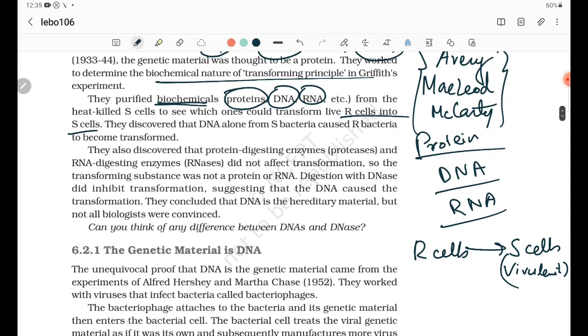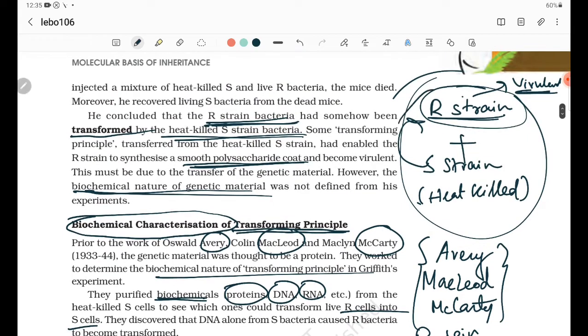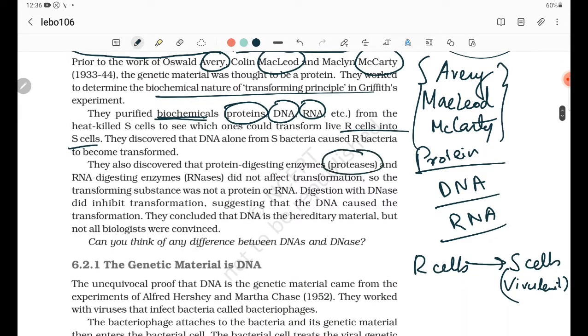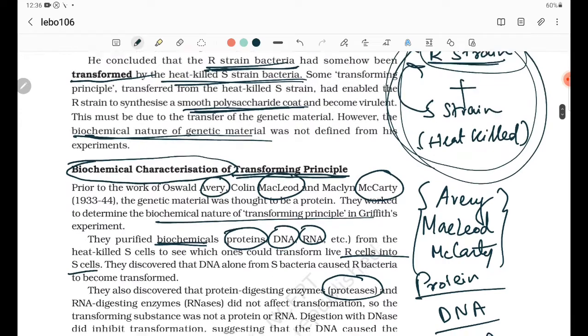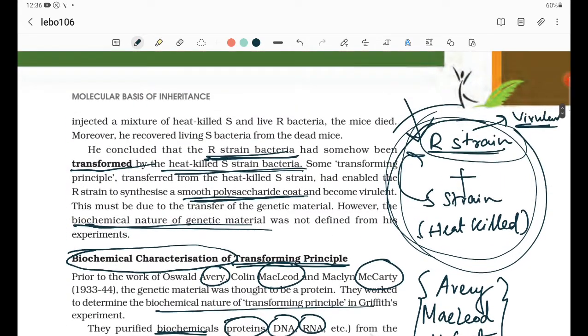So which can do this? Protein, DNA or RNA? So what can I do? This mixture is there. So I will check once with protease. It will digest the protein, and see whether this phenomenon is occurring or not. So when protease was given, nothing happened.